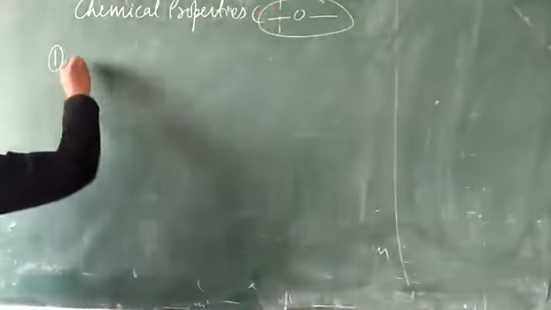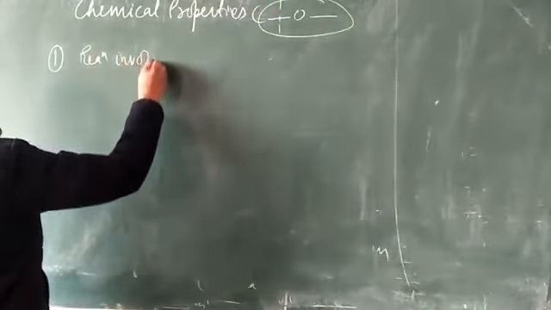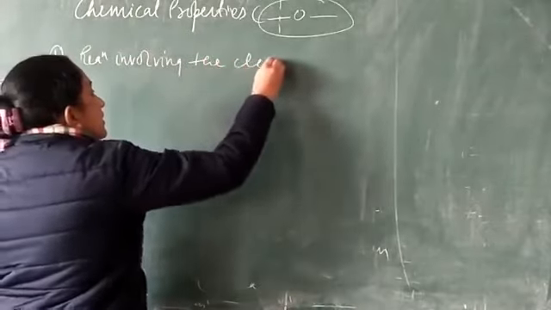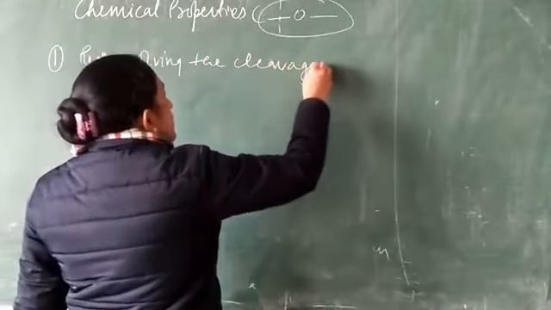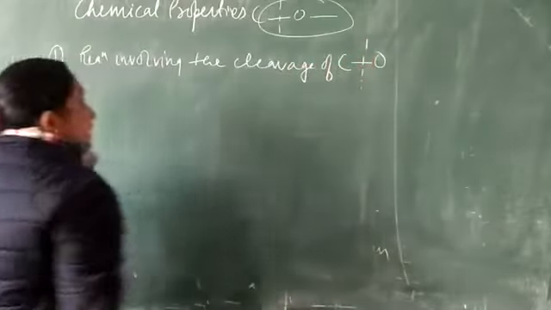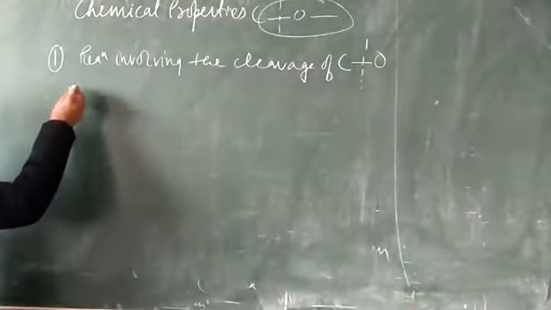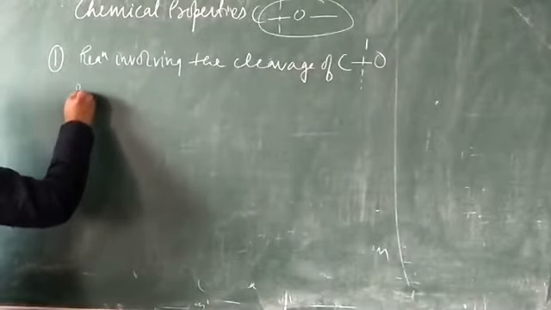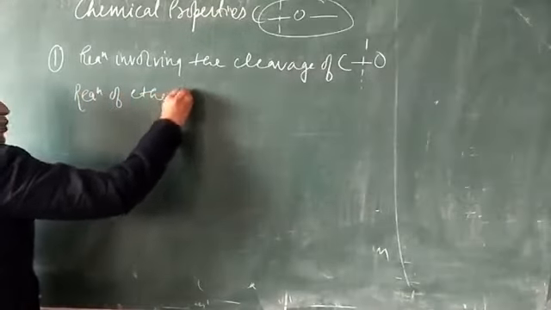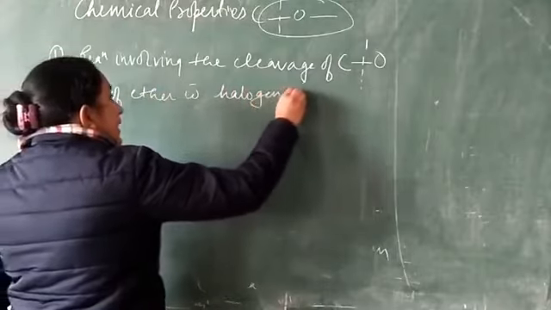So students, we will discuss here the reaction involving the cleavage of the C-O bond of the ether. For it, let us have the reaction of ether with halogen acid.